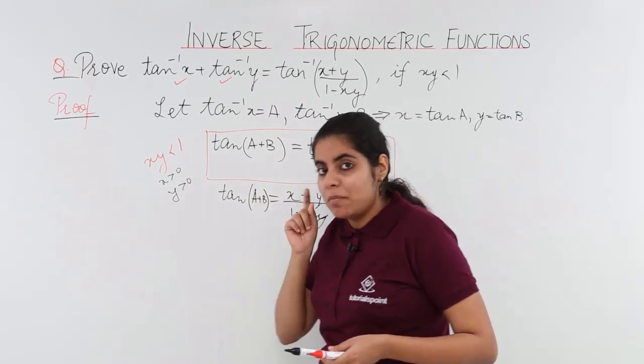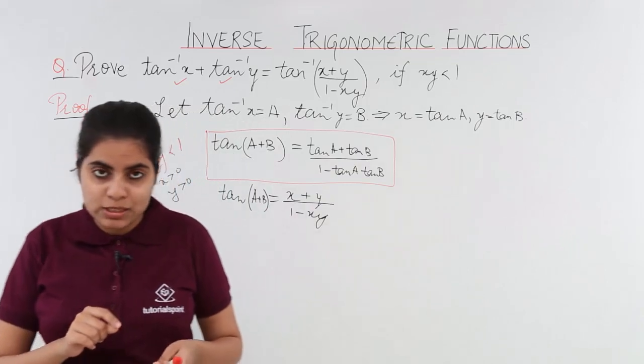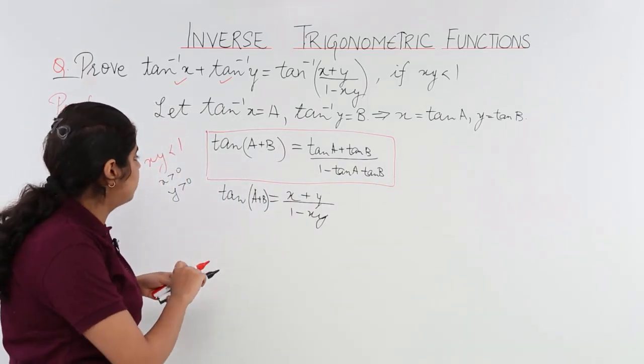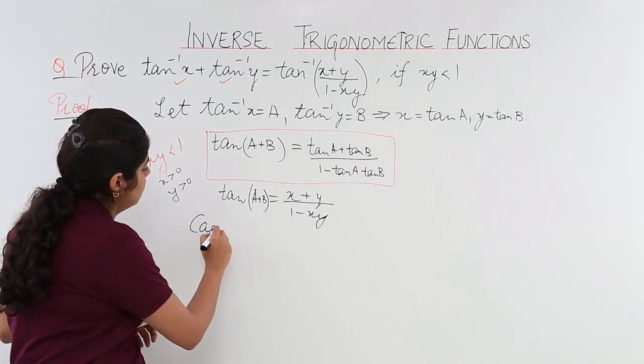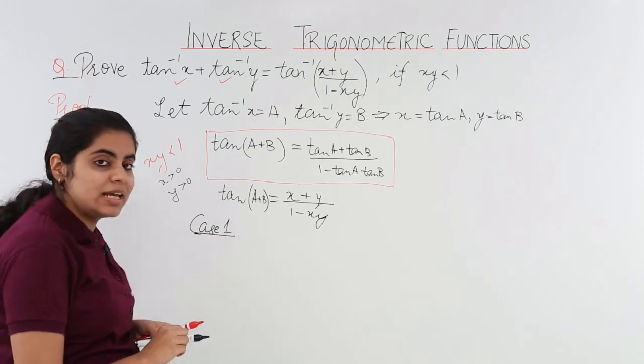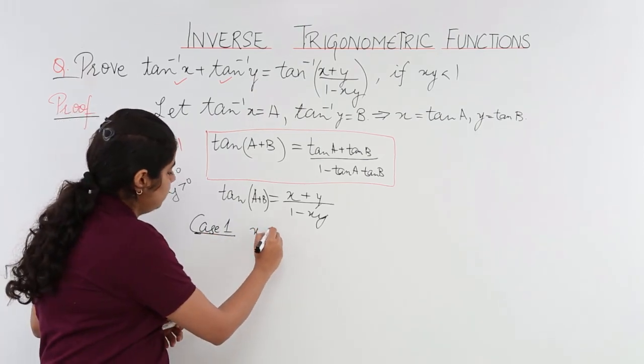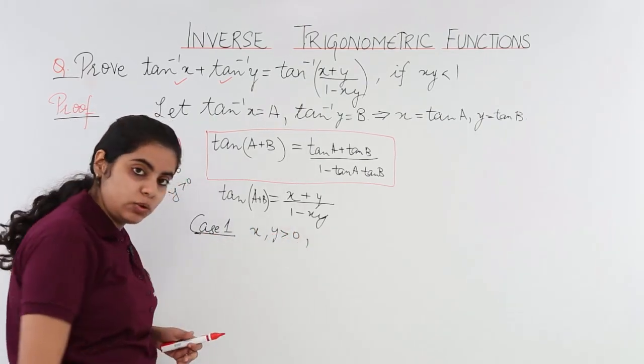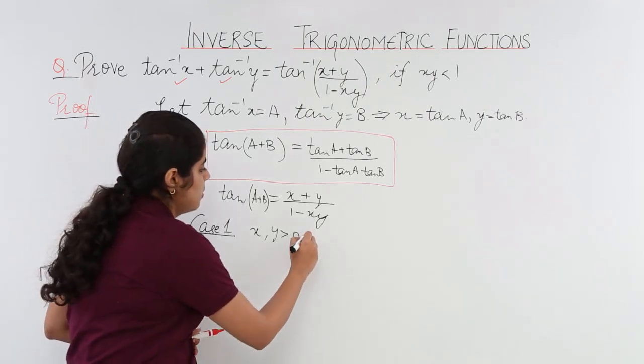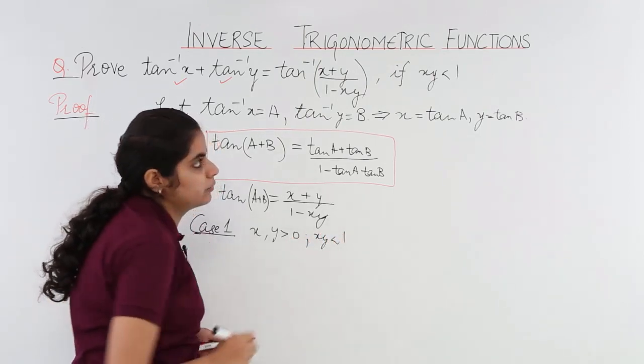So that means my first case, case number 1, is what? Case number 1 is very much simple. I assume case 1, I will write here. What is case 1? Yes, x and y both are greater than 0, but my xy is less than 1.